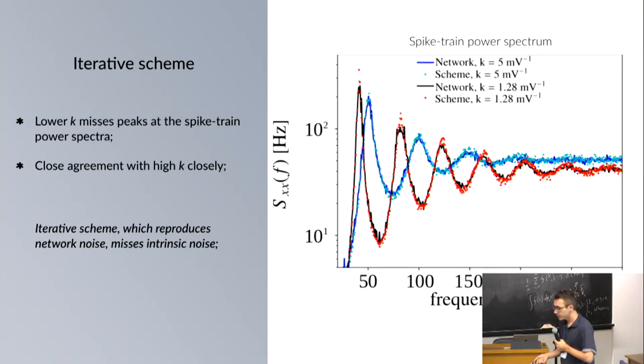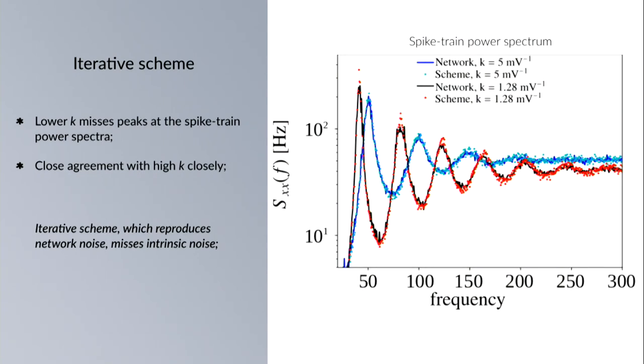We have also employed the iterative scheme on this neural model, which might be a good idea because this is a way of connecting network noise to a neuron that already has its own intrinsic noise, right? And we see what happens to that. In the case of K equals 5, we have a very good agreement with the simulations of the network. And then there are some tiny disagreements here on the peaks for K equals 1.28. This is still under discussion. I'm just showing you, so maybe we can discuss that.